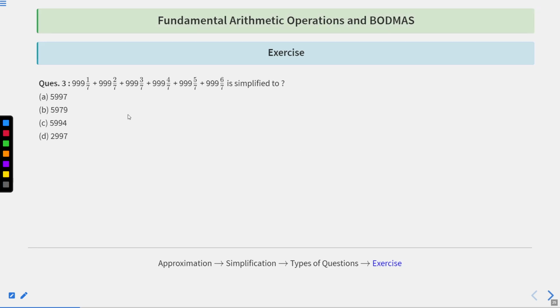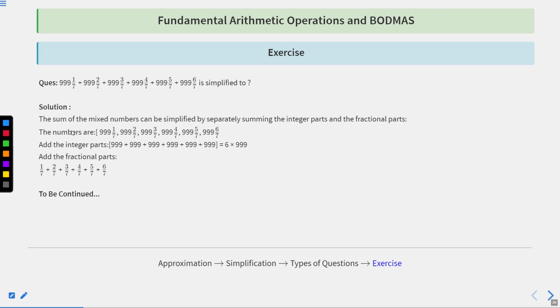Let us now move to problem number 3. 999 and 1/7, 999 and 2/7, 999 and 3/7, and so on till 999 and 6/7. We have to simplify this. The sum of mixed numbers can be simplified by separately summing the integer part and the fractional parts.